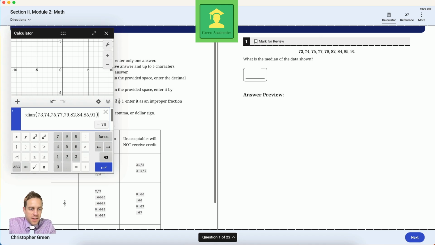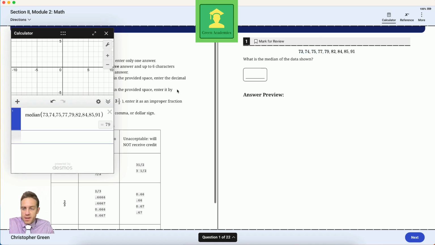The median just is 79. You could have also said that there are 9 items. So if they're in order, which they are in this case, although they're not necessarily always, then simply the 5th item is the middle item. So it's 79.